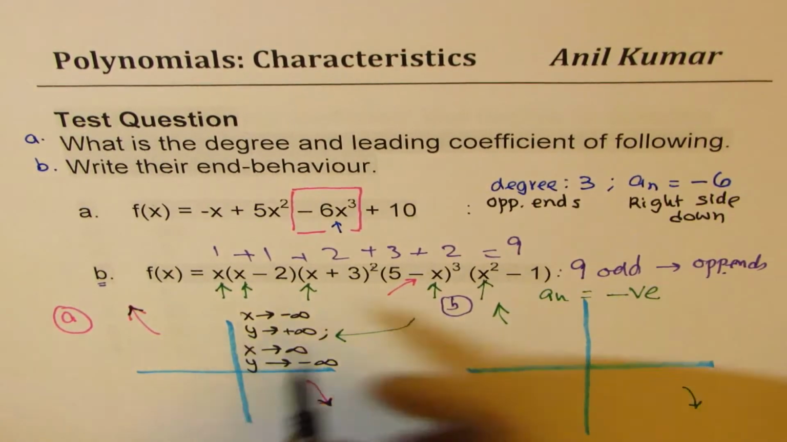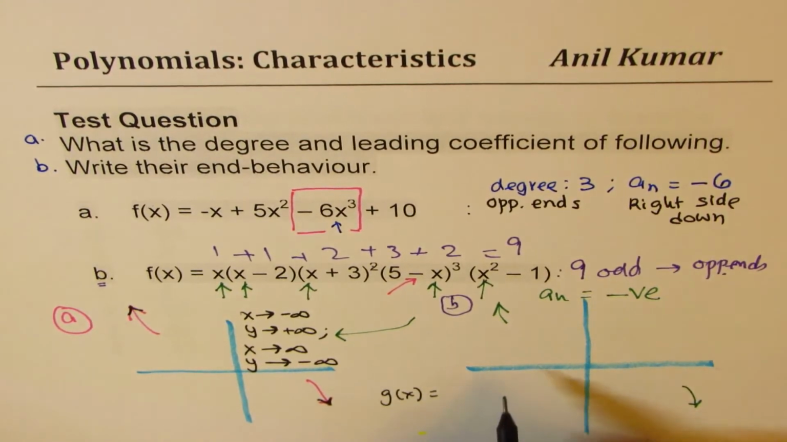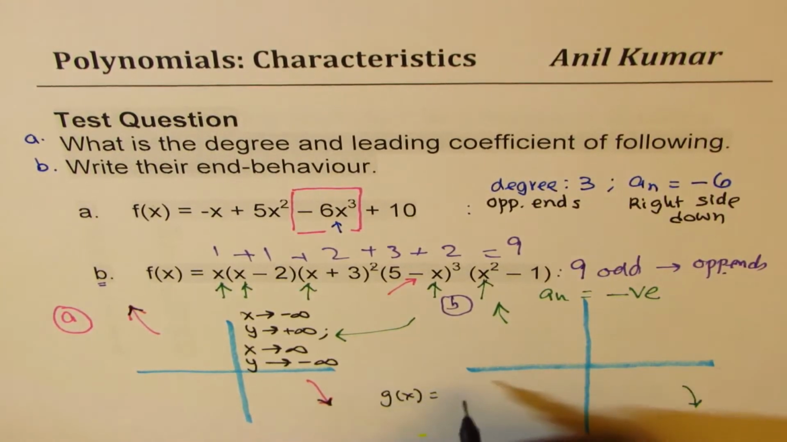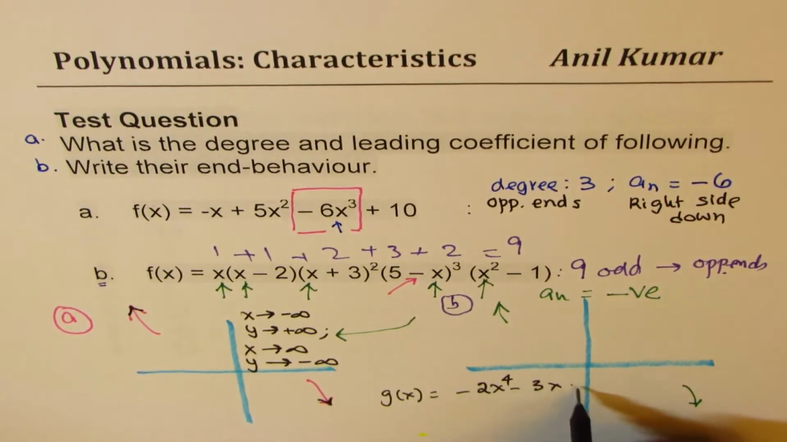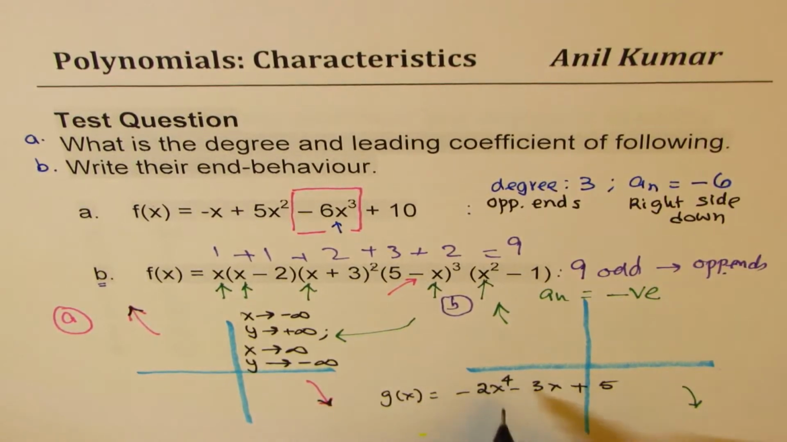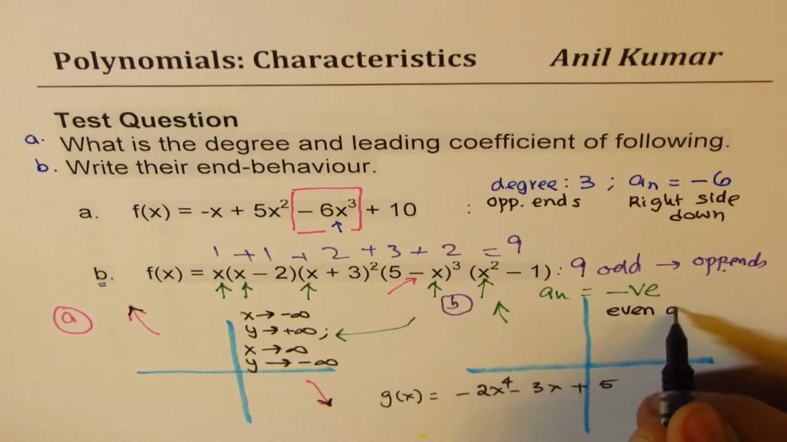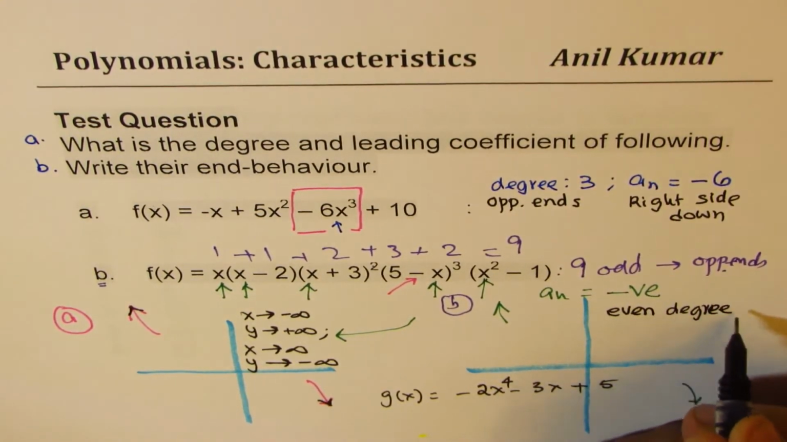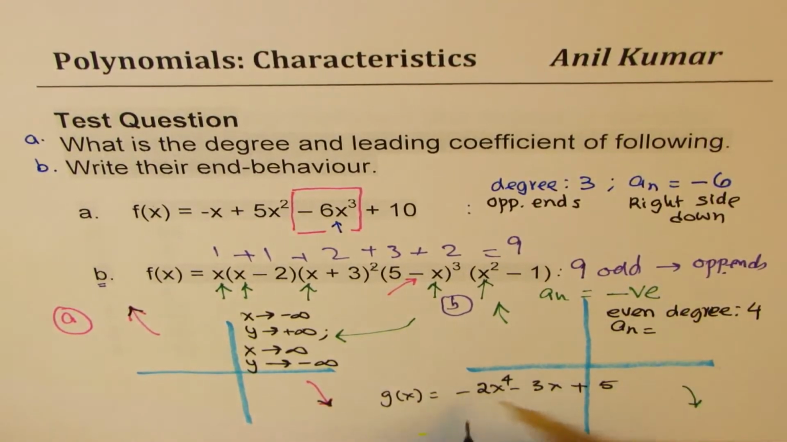Okay, now since I took both like this, let me define a function g of x which has even degree. I'll keep it simple. I'll say minus 2x to the power of 4, 3x plus 5. Okay, now clearly we have a function here which has even degree. Is that okay? And the degree is 4. Leading coefficient a n is what? Leading coefficient is -2, negative again.